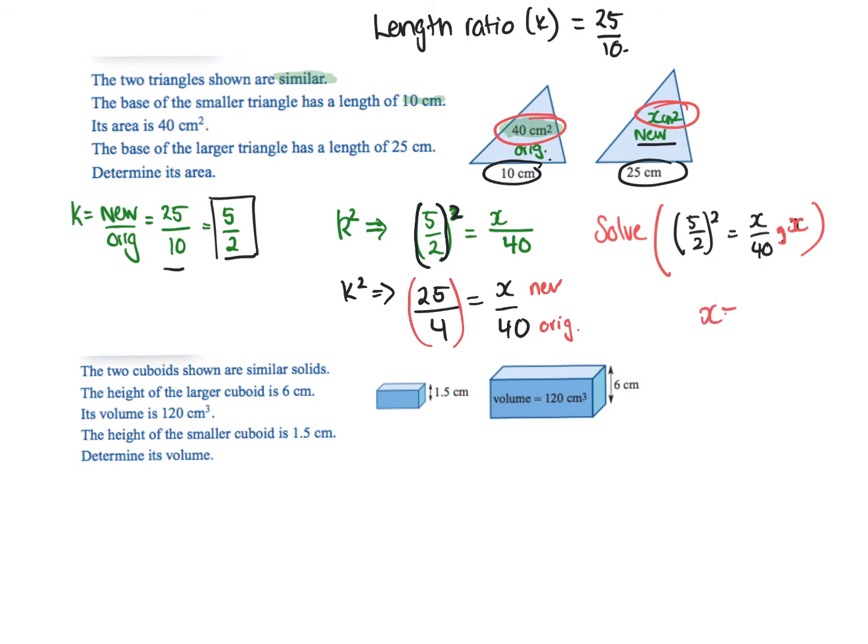So we got x to equal 250 centimeters squared. So this triangle's area is 250 centimeters squared.